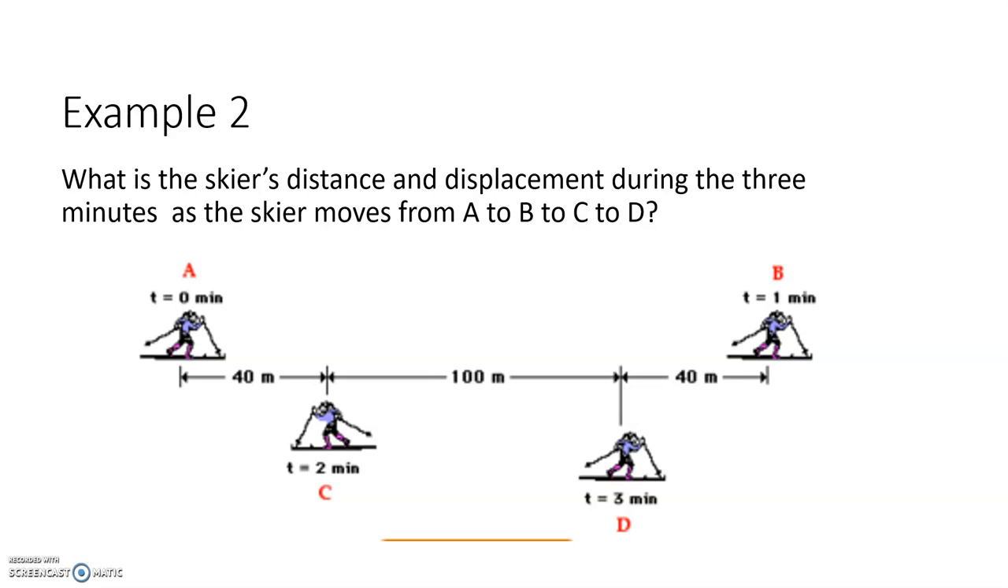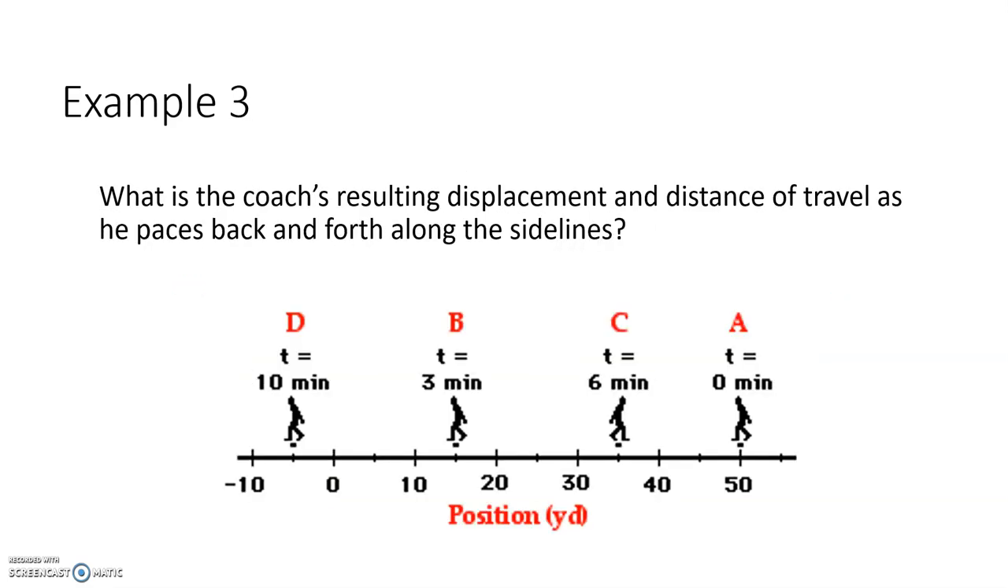Here's another example. If you have a skier that is going back and forth versus at a straight edge, they might have a different displacement or a different distance. So here, if we look, as the skier moves from A to B and then C to D, we notice they somewhat backtrack. And so their displacement will not be the same as their distance.